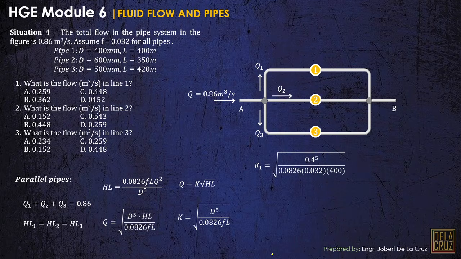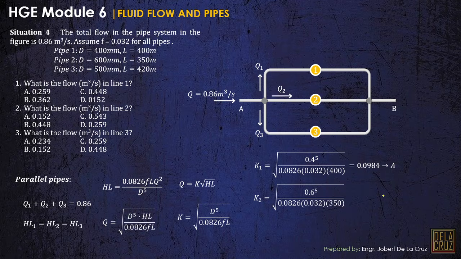So, kunin ko yung K1. So, K1 is diameter of pipe 1. We have here 400 mm or equivalent to 0.4 meters. Follow this one. Constant friction natin lahat, 0.032. The length for pipe 1 is 400 meters. Okay? So, that will be 0.0984. So, I suggest save natin siya kay A.